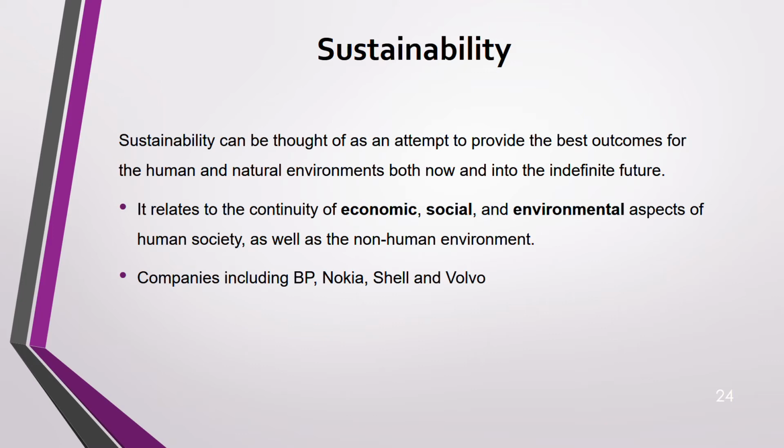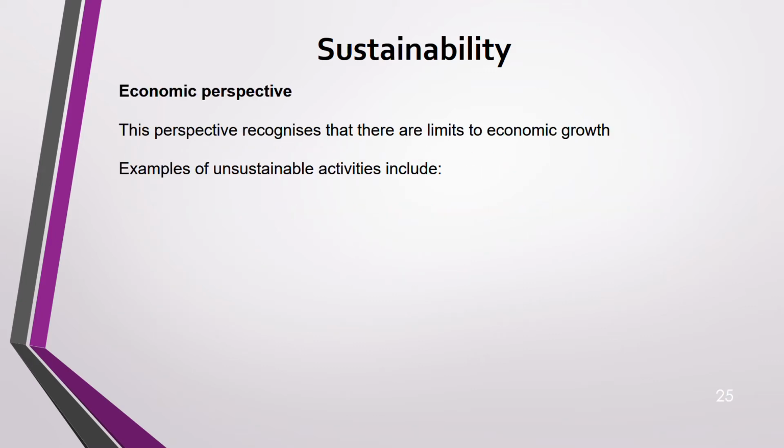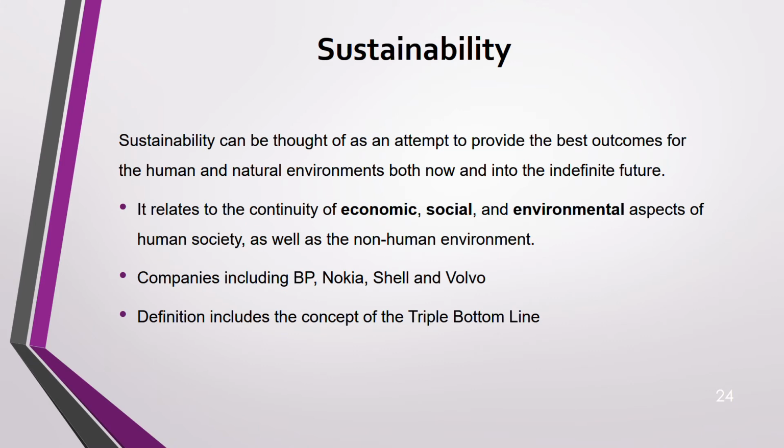Okay. Then, the definition includes the concept of triple bottom line. What is triple bottom line? The word triple means there are three areas. Already I have explained to you: economic, social, environment. And the triple bottom line is also known as 3Ps. What is it? 3Ps stands for planet, people, and profit. Planet is for environmental, people is for social, and profit is economic. You understand?